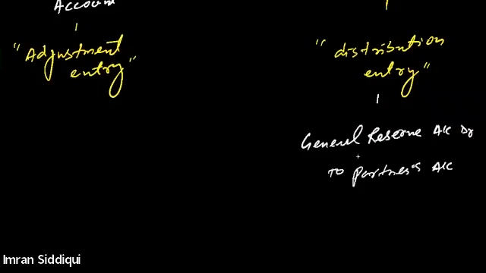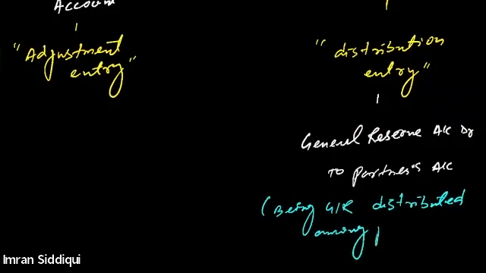Got it? So this is the journal entry for distribution of the general reserve, and we also need to write down the narration, which will be: being general reserve distributed among partners in old profit sharing ratio.